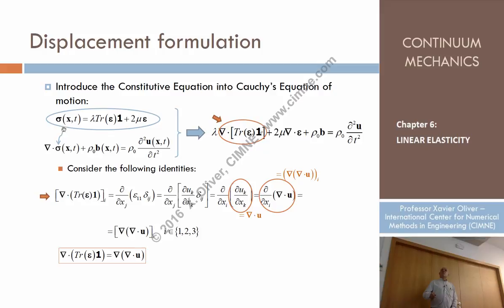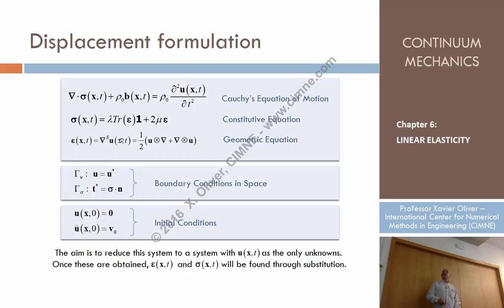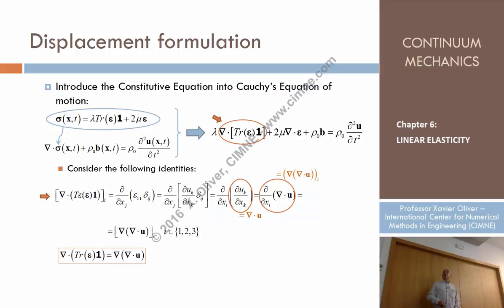First, we just replace that equation into here. So we have to compute the divergence of sigma, which in turn is the divergence of lambda trace of epsilon times 1 plus 2 mu epsilon. We do that here. Okay? That is what we have here. So now this is the Cauchy equation expressed in terms of the strains. Okay? And now we are going to replace into here the expression: the strains are the symmetric gradient of the displacements. So we do that.